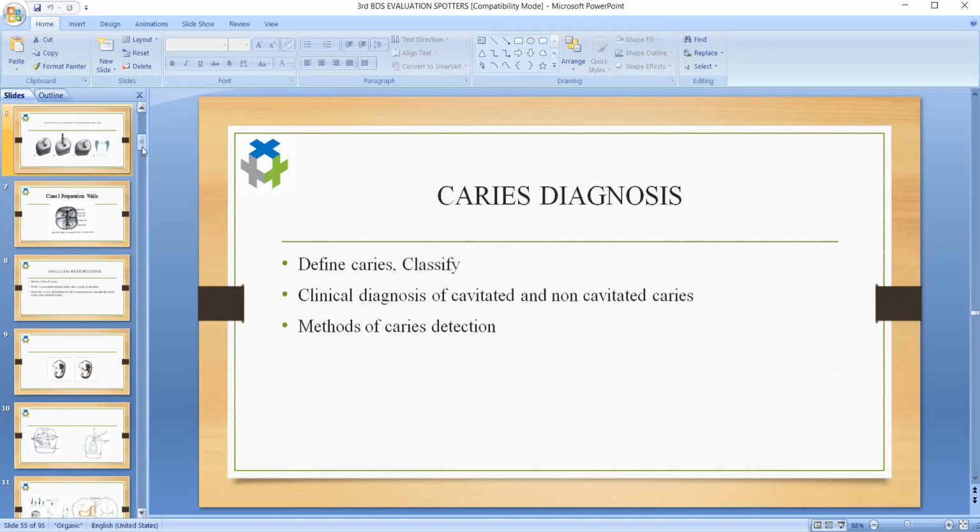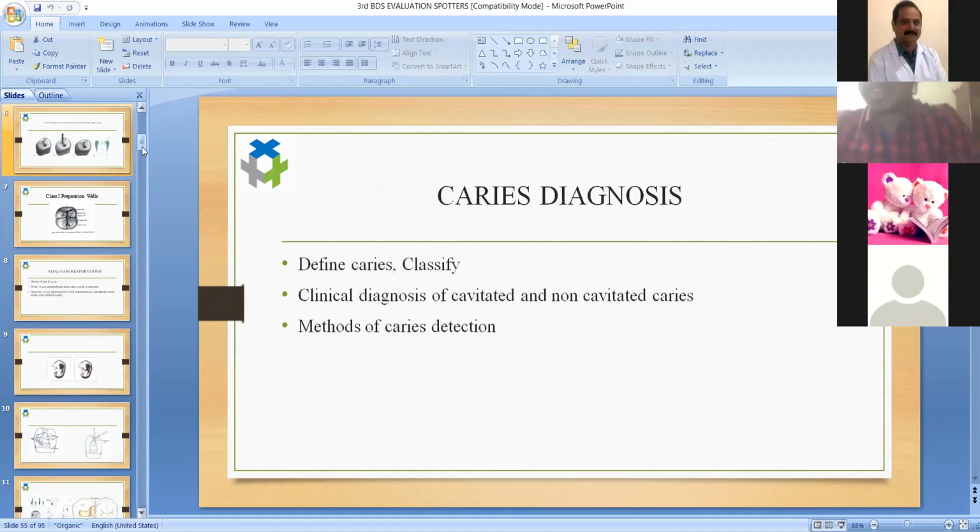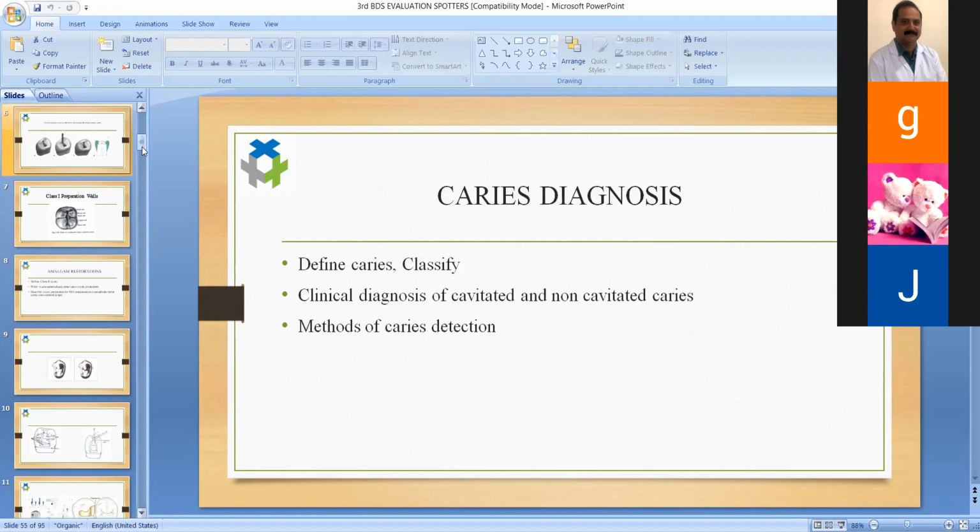So how many of you agree that normal pH of mouth is 5.5? How many of you agree? What is the normal pH of the mouth? Gladson, what is the normal pH of the mouth? 6.2 to 7, sir. It is around 7, sir.